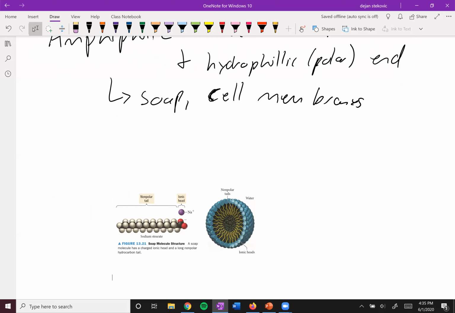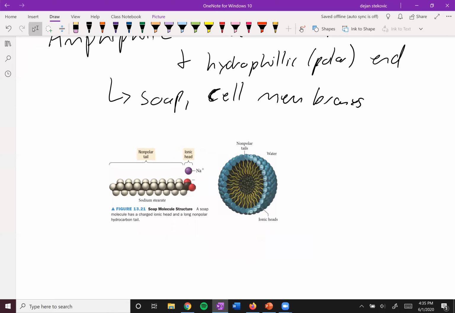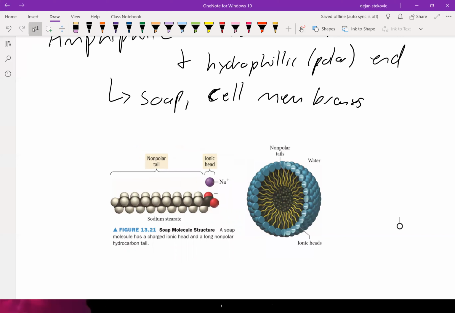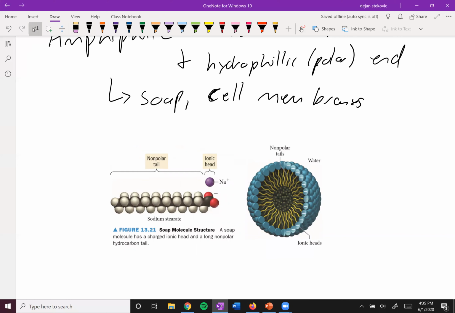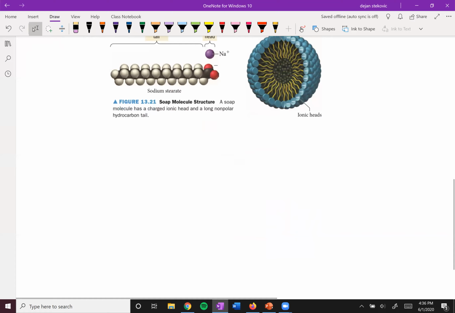So there's a picture of that. You see the hydrophobic and the hydrophilic end. The hydrophobic part is going to attract the non-polar side. The hydrophilic is going to attract the polar side, or the water side, and it'll allow the two to mix.